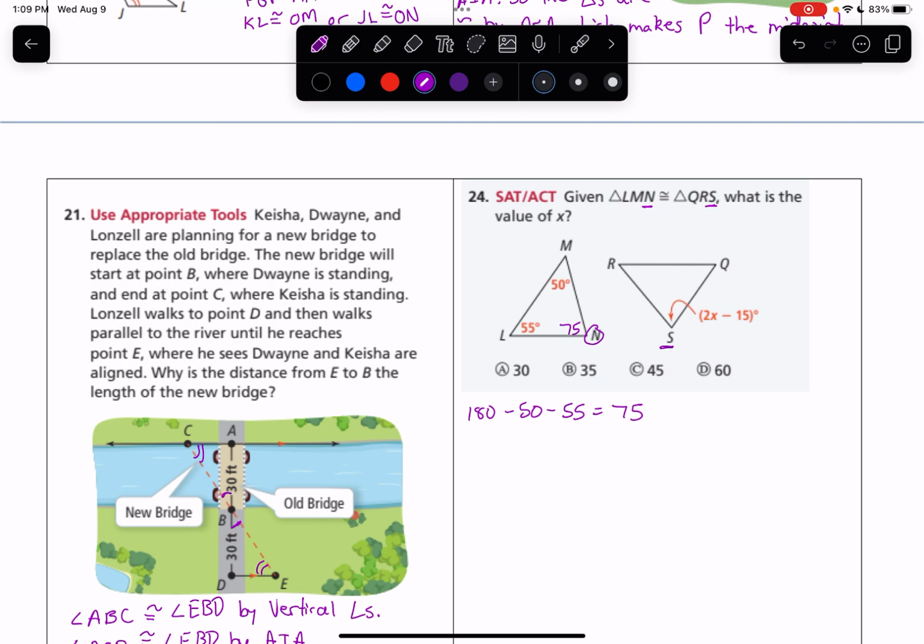So 75 equals 2x minus 15. Add 15 to each side: 90 equals 2x. Divide both sides by 2: x is 45 units. So 45 is the answer.